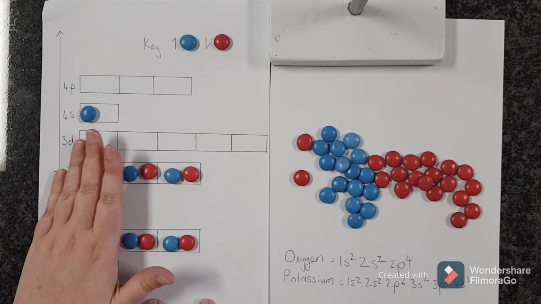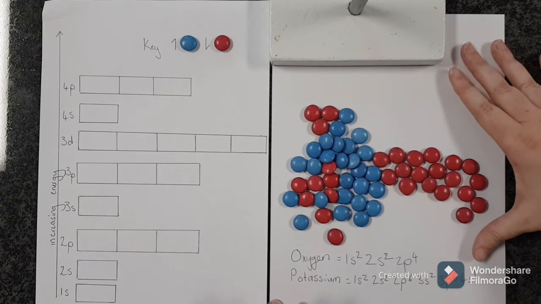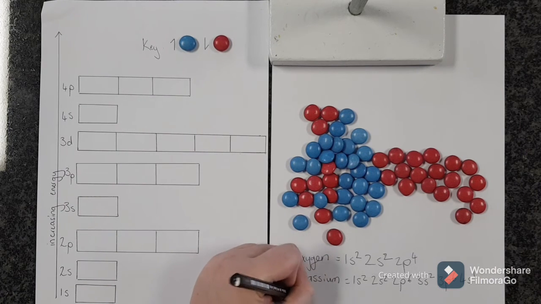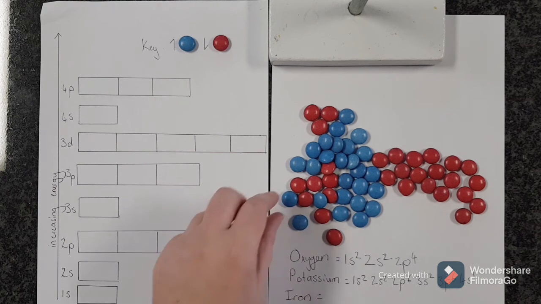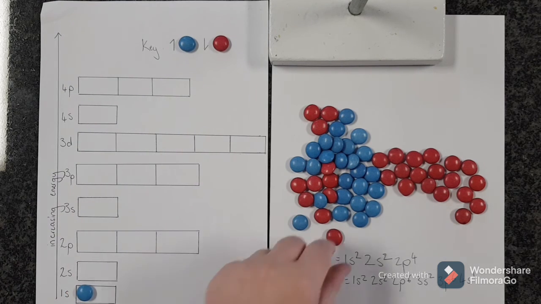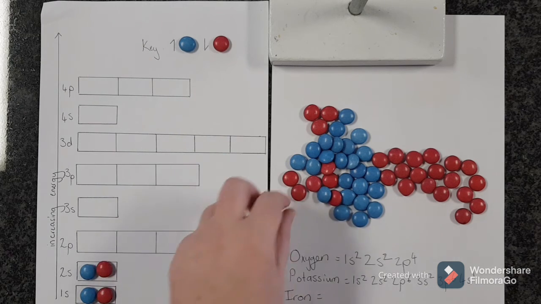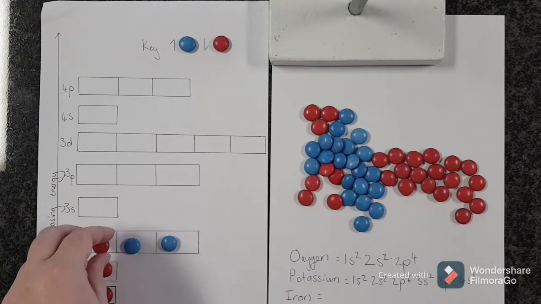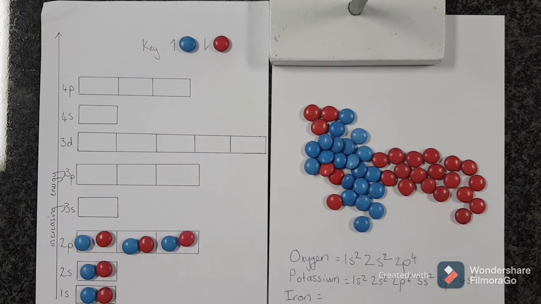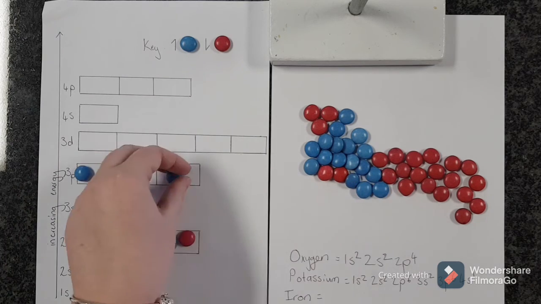So now if I look at a different one that has something in the 3d orbital, let's look at, for example, iron. If I look at iron on the periodic table, that is number 26. So if it's number 26, it means it has 26 protons and 26 electrons. So starting at the bottom, you fill 1s, then 2s, then 2p, where you half fill each one, then you pair them, then 3s, 3p, half filling before pairing.